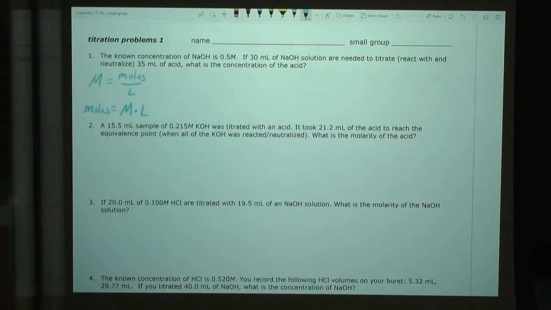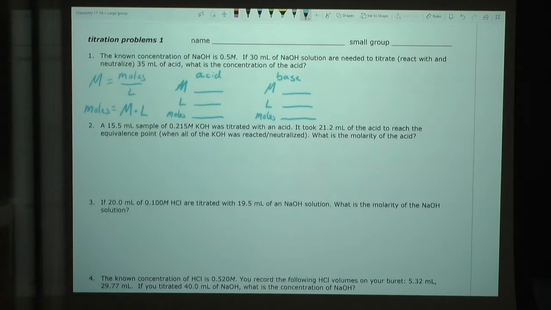And I found in the last couple of years that the easiest way to set all this up is to separate it into two columns, where you have your acid and you have your base. If you want to show one is your titrant, one is your analyte, you can do that too. And then I write a line for molarity, liters, and moles. I do that for both: molarity, liters, moles.